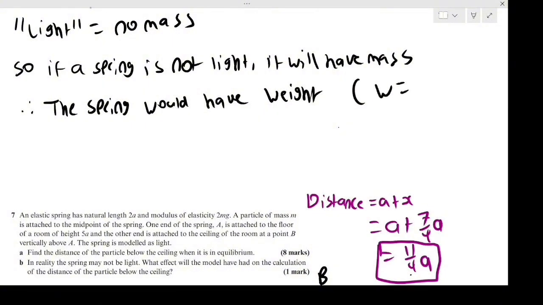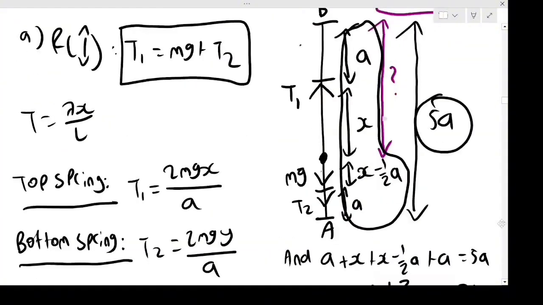Obviously, that's because weight is mass times g. So if we have a mass, then there's a weight that exists, okay? Now, if the spring has a weight, well, every weight force acts downwards due to gravity. Which would mean that if we add in another force downwards, it's going to push the particle even further down, right?